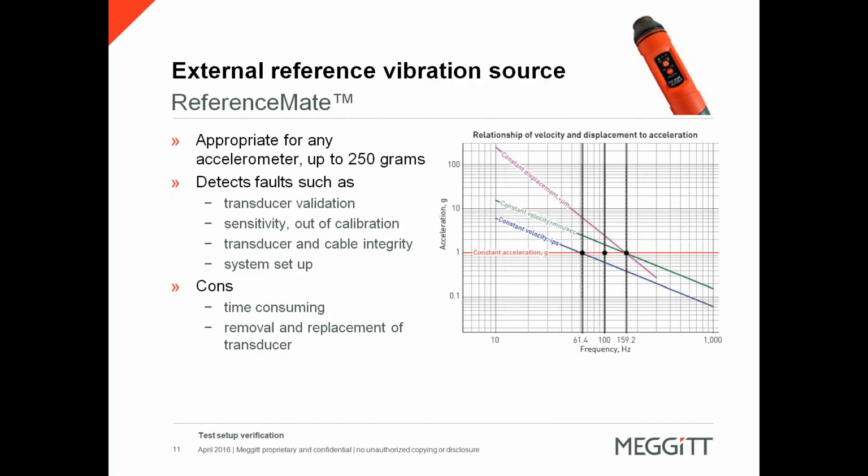Megit's reference mate is the only handheld shaker with 3 different fixed frequencies available of 61.4, 100 or 159.2 Hz, depending on the type of integration method your system is set up for, to obtain a measurement unit of 1. It is important to set the shaker for the appropriate amplitude, either for a peak measurement or an RMS measurement. This will be determined by the meter or the data system being used.